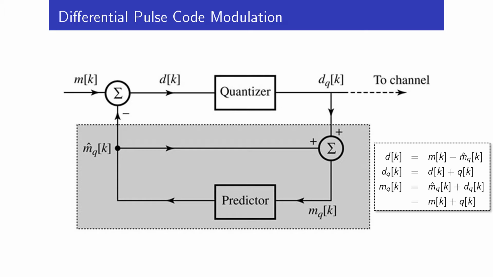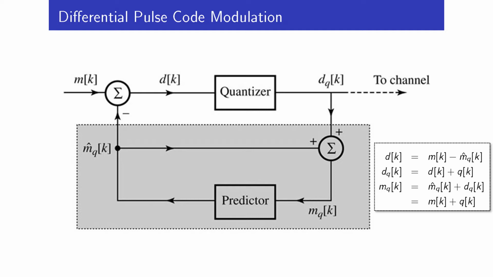Delta modulation is a special case of differential pulse code modulation. If you recall, in differential pulse code modulation, we used to find a difference signal and then quantize that difference signal. Delta modulation is a special case of such modulation type. This is to remind you of the differential pulse code modulation.